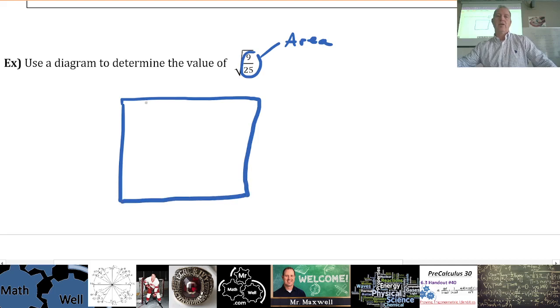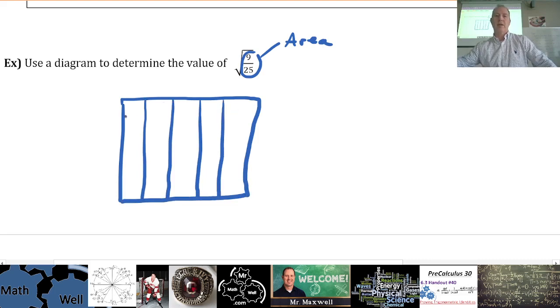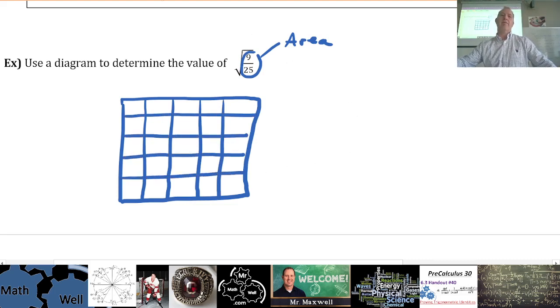So I just need 4 vertical lines. 1, 2, 3, 4. We're making 25. So 1, 2, 3, 4, 5 sections. Same thing over here: 4 horizontal lines. 1, 2, 3, 4. There we go. Now I've got 25.